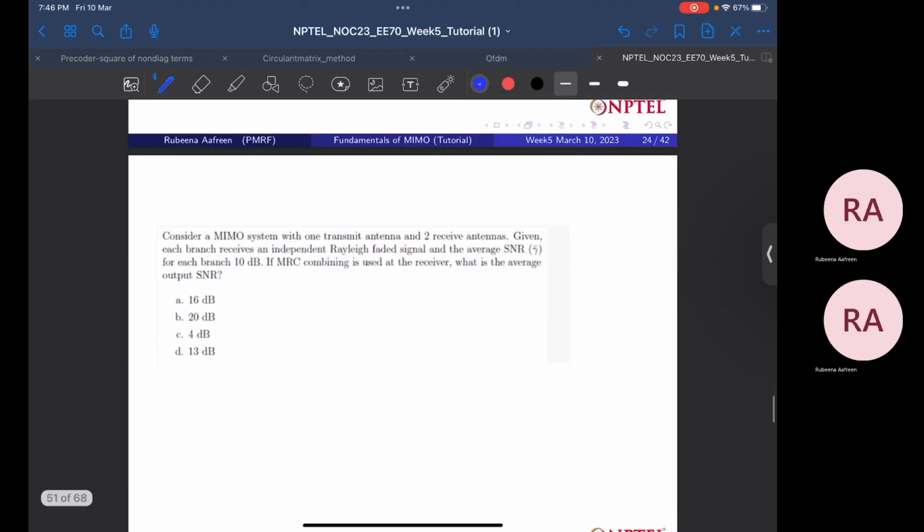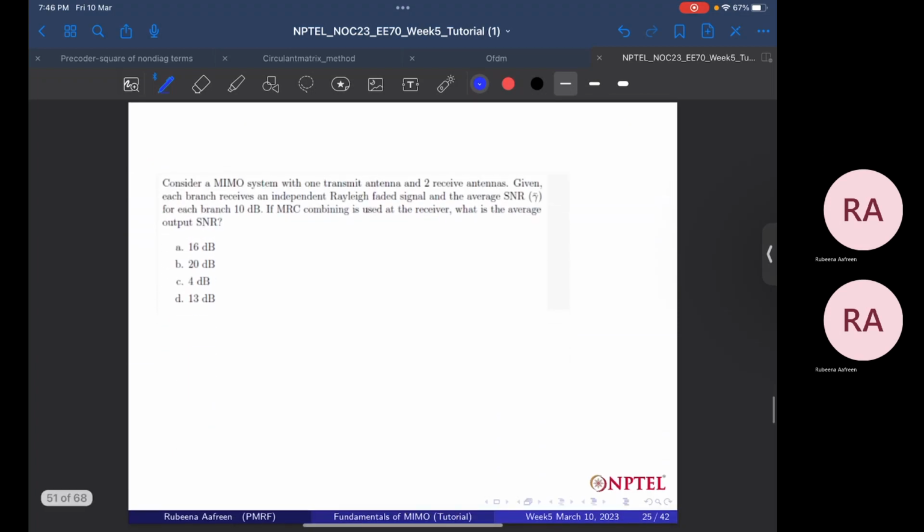Okay, so we will move on to the next question. We again have one MIMO system with one transmit antenna and two receive antennas, so M R is 2. It is saying that each branch receives an independent Rayleigh faded signal, and the average SNR is given here. You have to find the average output SNR.